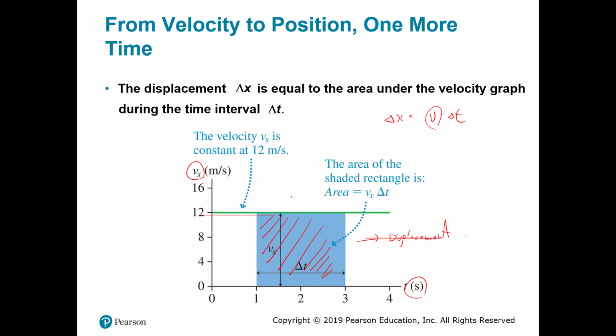So the height of this square is v. And then, I'm sorry, the width of the square is delta t. So the area of this rectangle is delta t times v, which is the displacement, right? So in other words, the area under the VT graph is your displacement.